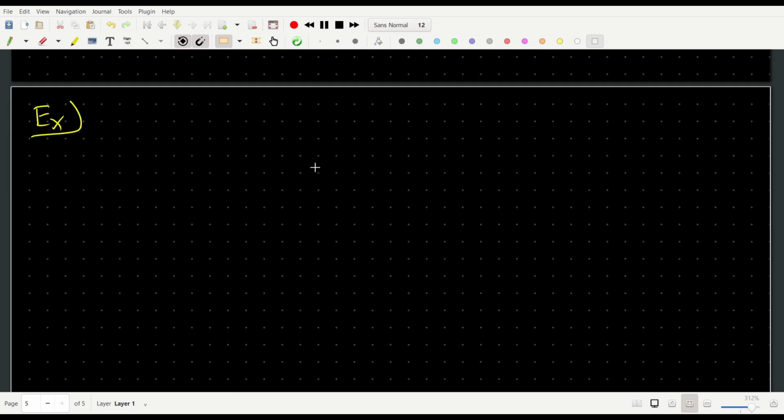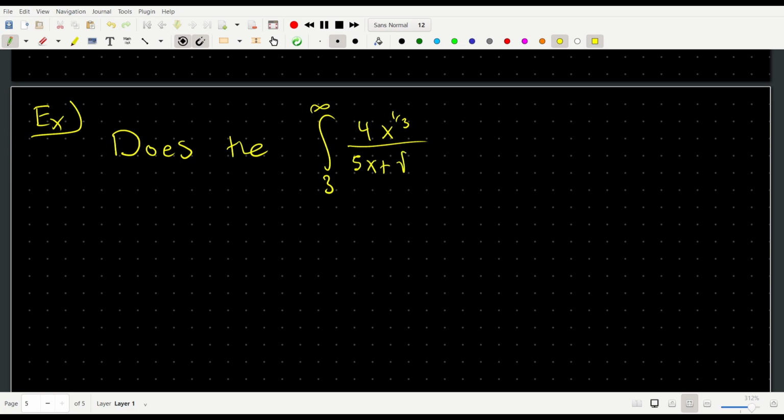So let's see this for one more example. Does the improper integral from 3 to infinity of 4x to the 1/3, the cube root of x, over 5x plus the square root of x dx converge or diverge?